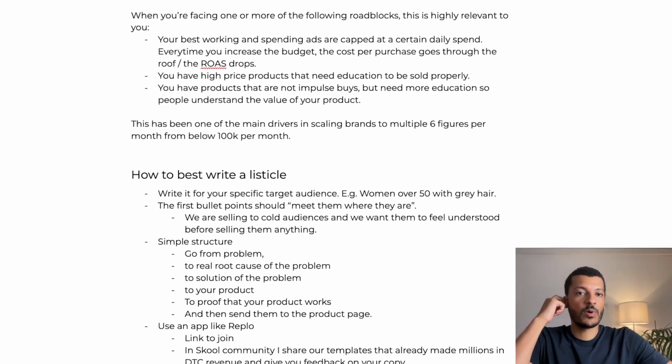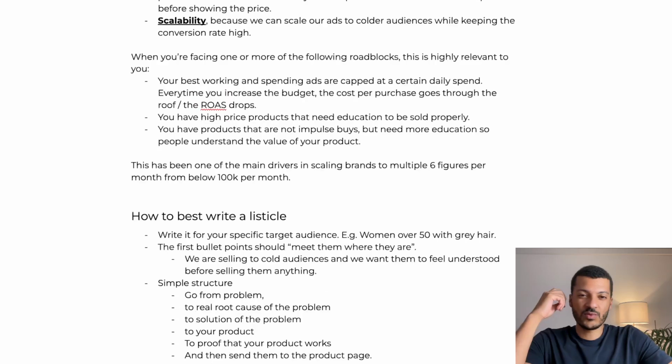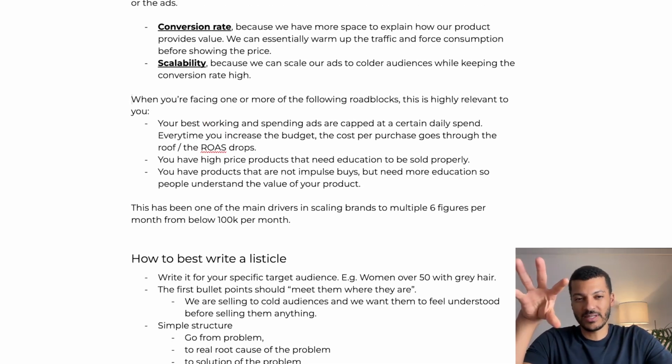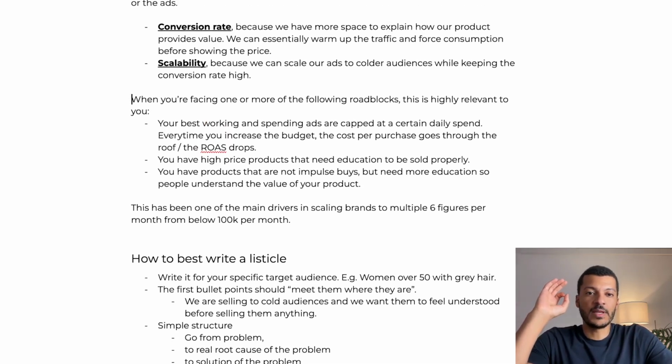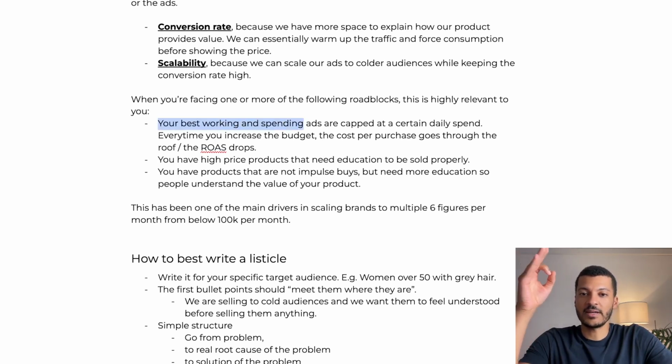So it's a forced pre-education, essentially. Now, when is it really relevant? I already touched on that, but when your best working and spending ads are capped at a certain daily spend, we covered that. Every time you increase the budget, the cost per purchase goes through the roof, or your return on ad spend drops. Secondly, you have high price products, right? That need education to be sold properly.